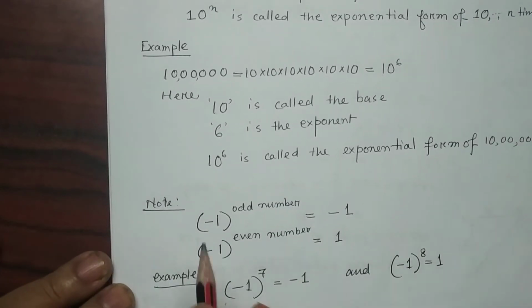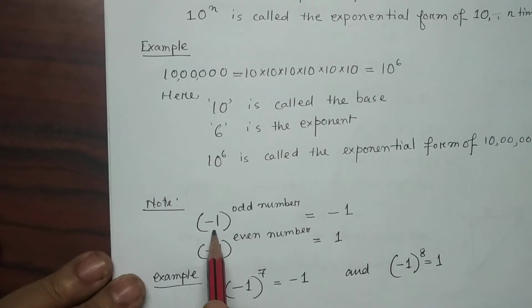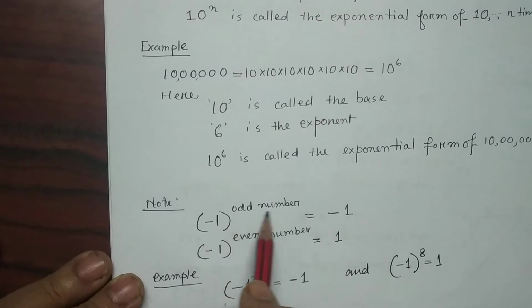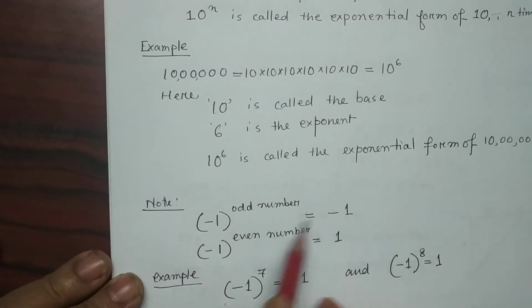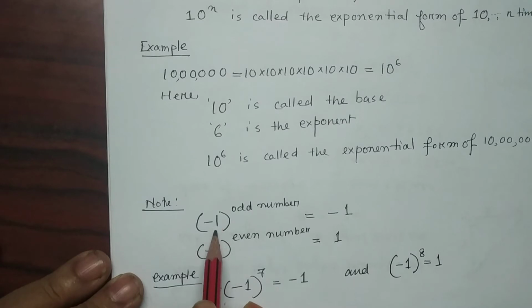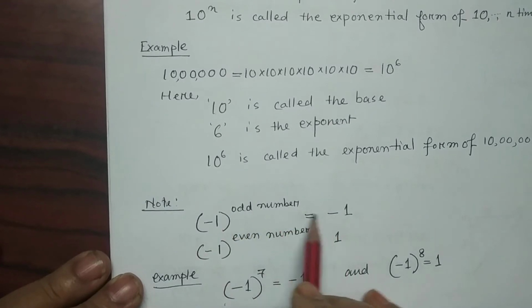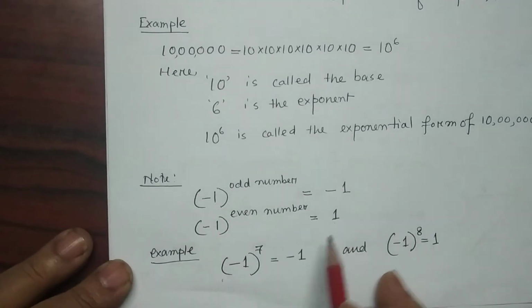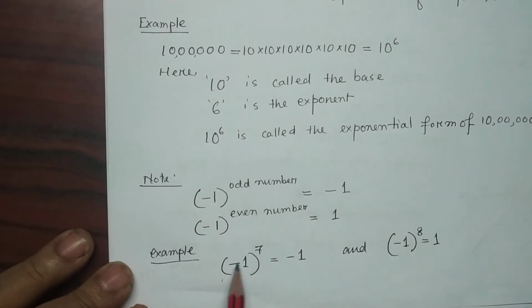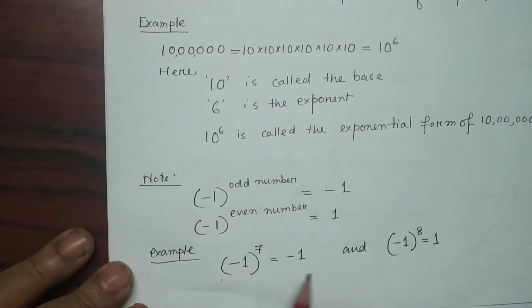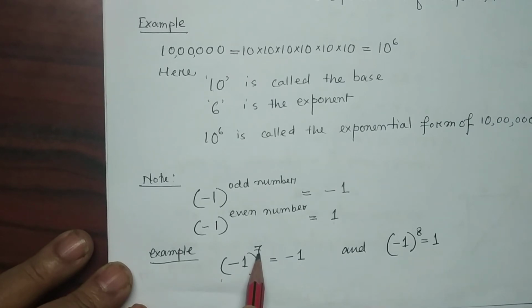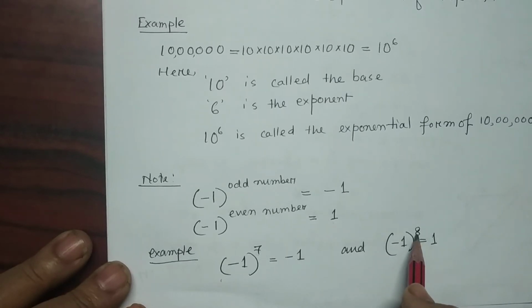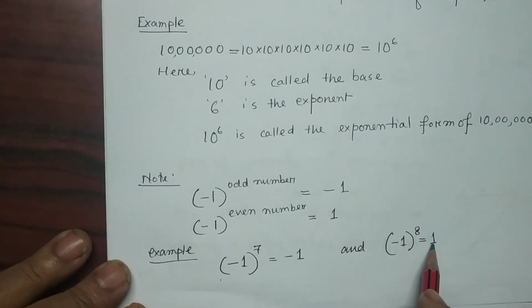Now another important thing. If minus 1, a negative number, is raised to the power of an odd number, then we get a negative number. That means minus 1 to the power of an odd number gives minus 1, and minus 1 to the power of an even number gives 1. For example, minus 1 to the power 7, 7 is an odd number. If we multiply minus 1 seven times, then we get minus 1. That's why if the power is an odd number, then our result will be minus 1. And if minus 1 is raised to the power of an even number, then our result will be positive 1.